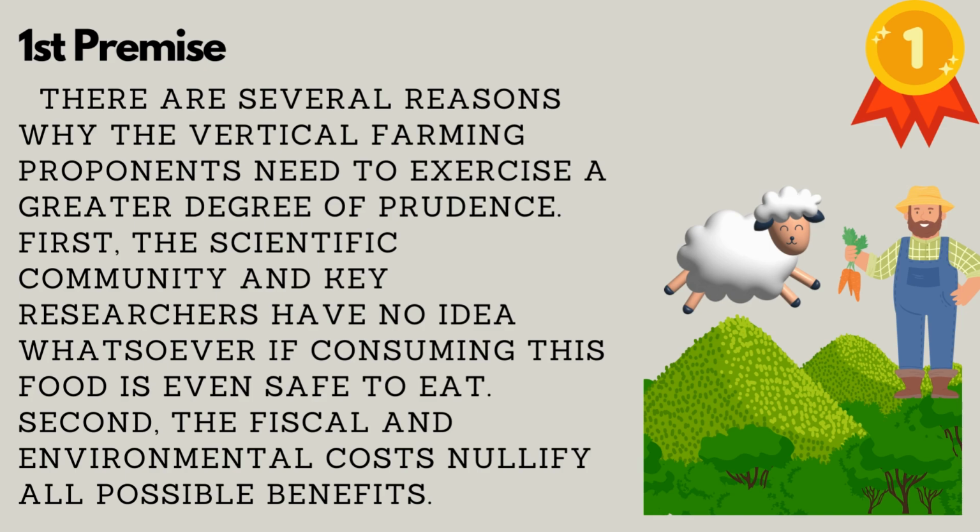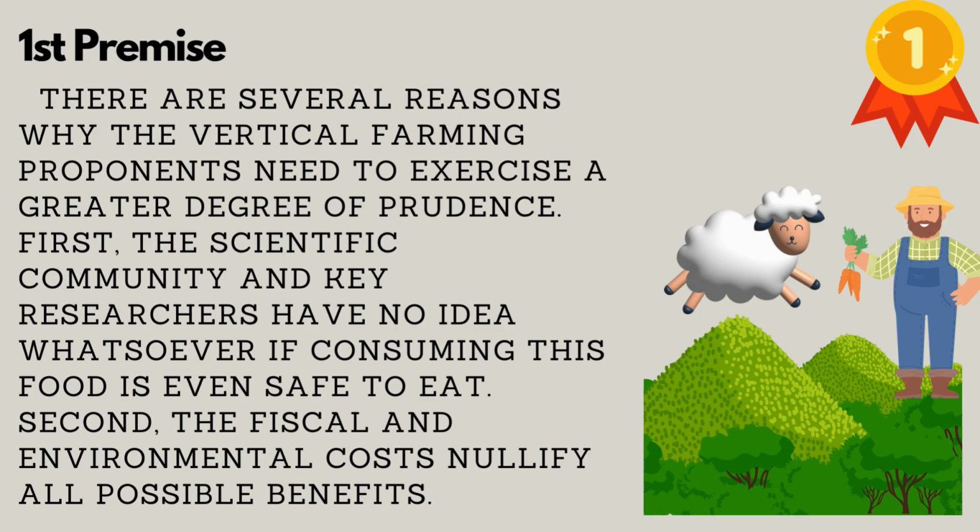And then I call this the enumerated approach. Do you see how the student says first and then second? So you just list, you enumerate. This is very easy, and again, it's a scaffold, it's a training wheel, I get that. But for a beginner writer, an unconfident writer, it's a good training wheel. So look at this. First, the scientific community and key researchers have no idea whatsoever if consuming this food is even safe to eat. Second, the fiscal and environmental costs nullify all possible benefits.